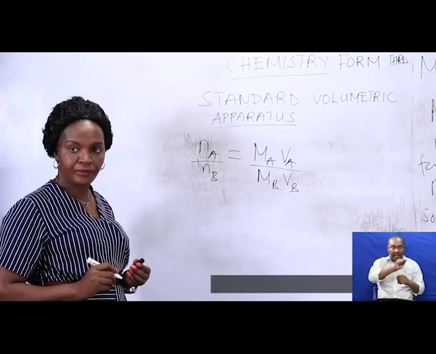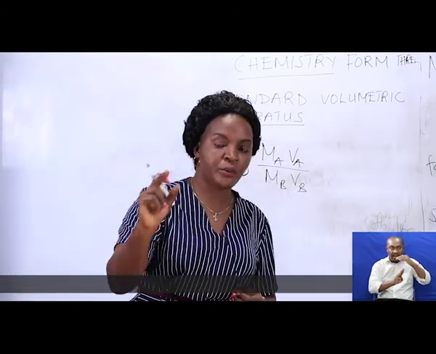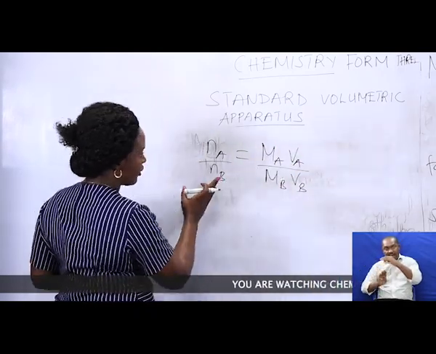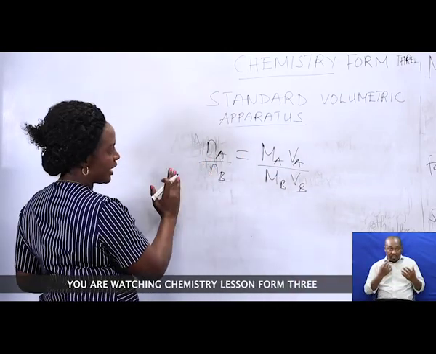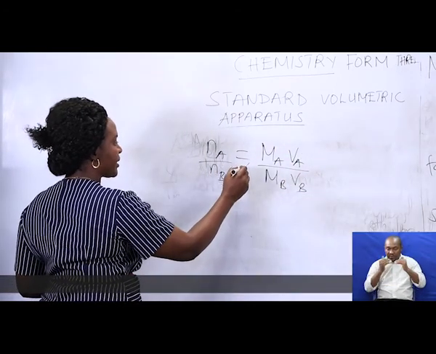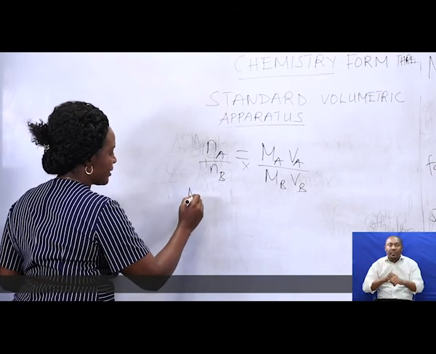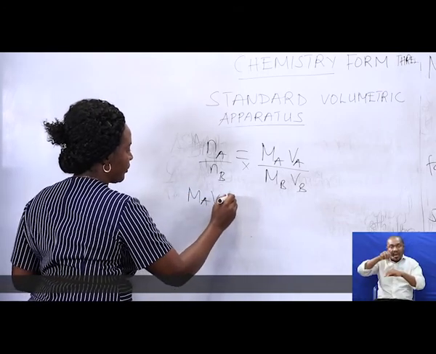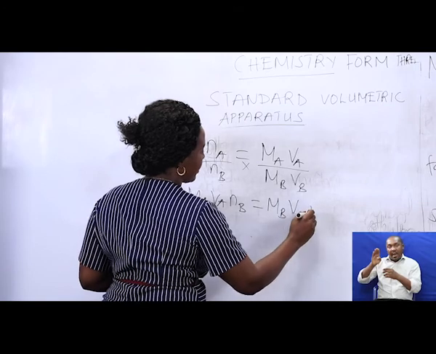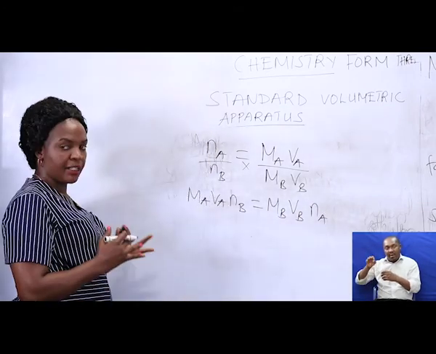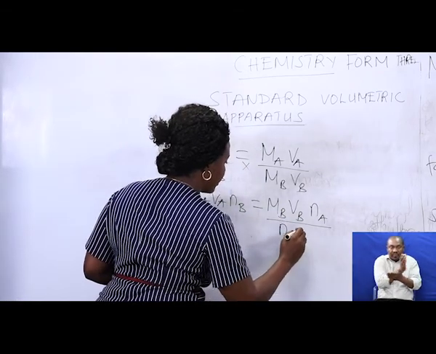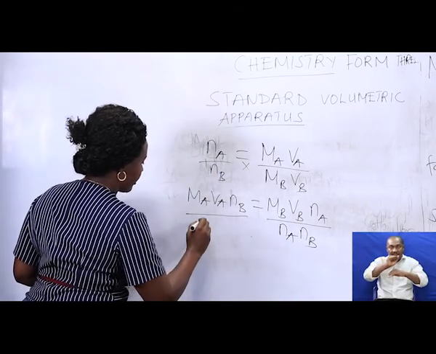This is our equation. Make sure you are equating the formulas to relate. So if this is A, they must stay on one side. And for B, they must stay on another side. So what are we going to do? Cross multiplication. That is molarity of A, volume of A, number of moles of B is equal to molarity of B, volume of B, number of moles of A. I want A to remain on one side, and I want B to be on the same side. So what I'm going to do, I'll divide by Na and Nb both sides.